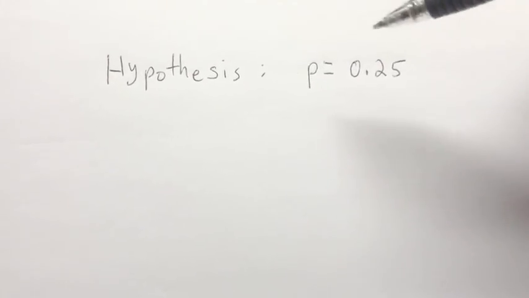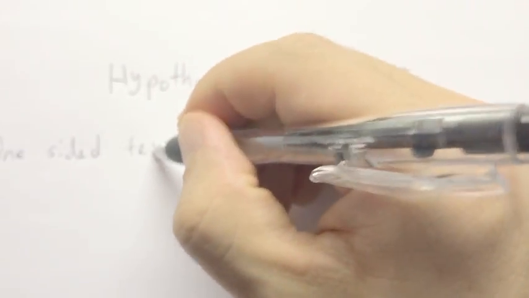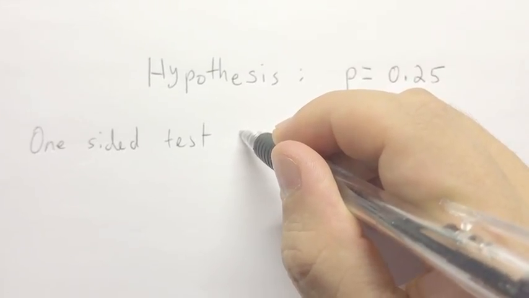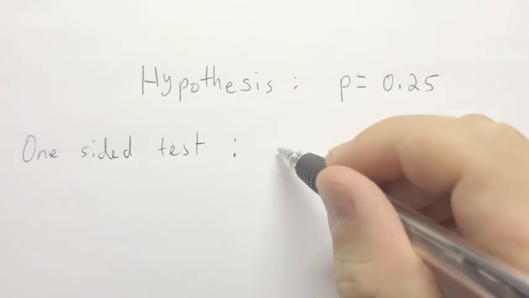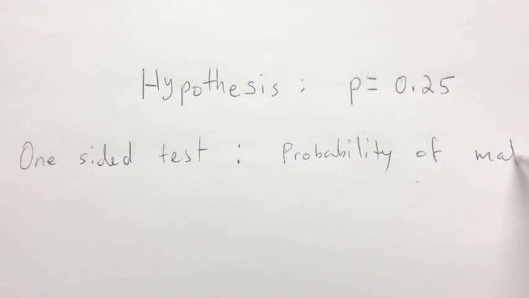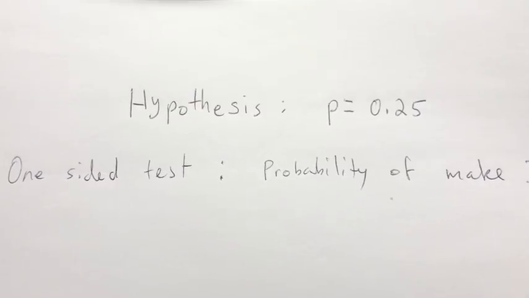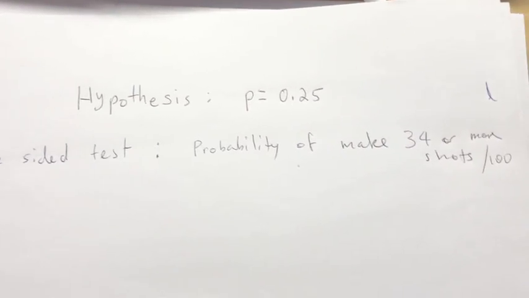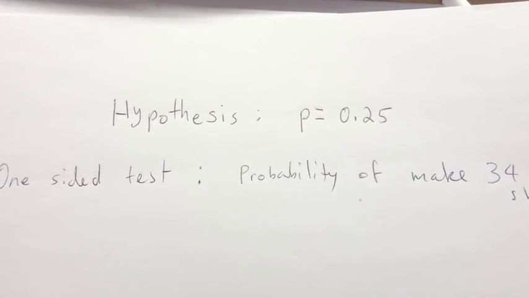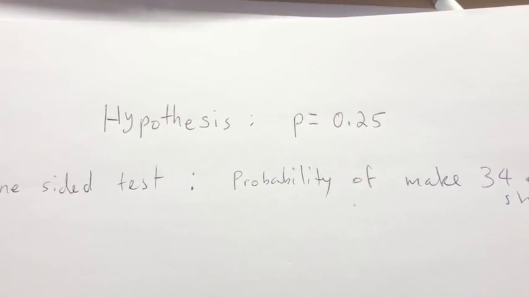So let's do a one-sided test. And so we want to look for data. We want to look at the probabilities of making 34 or more shots out of 100. If it was two-sided, we might have to look at making a certain amount of less than, say, like 11 shots or something. But let's do the other side, because we actually made 34.